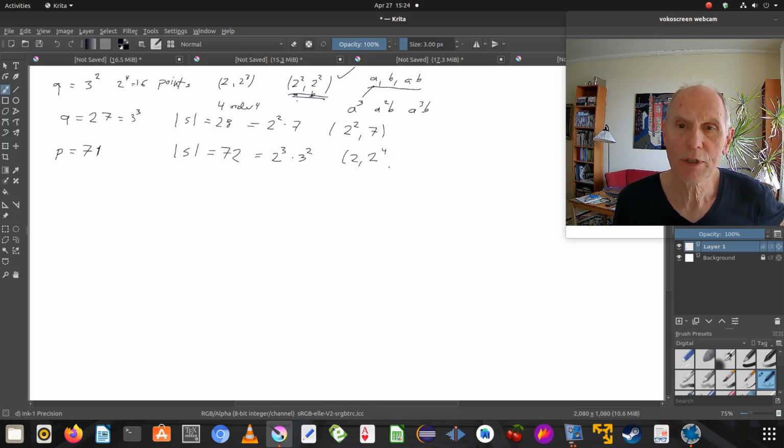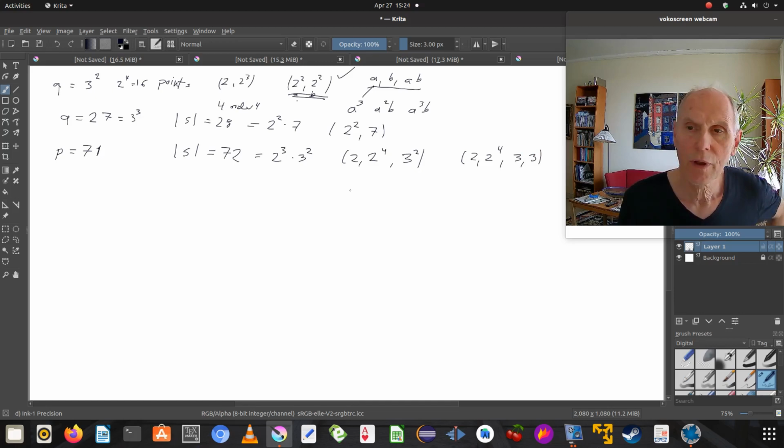And then we have 2 possibilities. One is 3 squared, and the other one is 3.3. This means we have an element of order 9. So that, if we call that A, then A to the third and A to the sixth are 2 elements of order 3.